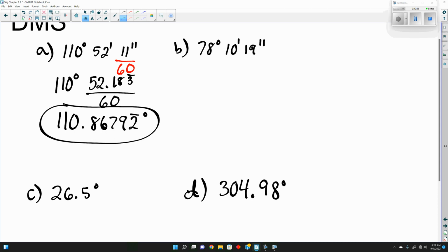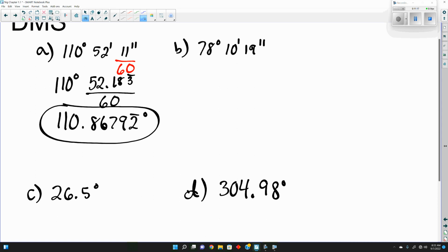Questions on what we did here? Does this kind of make sense how this works? Yes? 78 degrees, 10 minutes, 19 seconds. So again, we can do a similar thing. We can divide the 19 seconds by 60, add that to the 10, divide that by 60 again, and then add that to the 78.